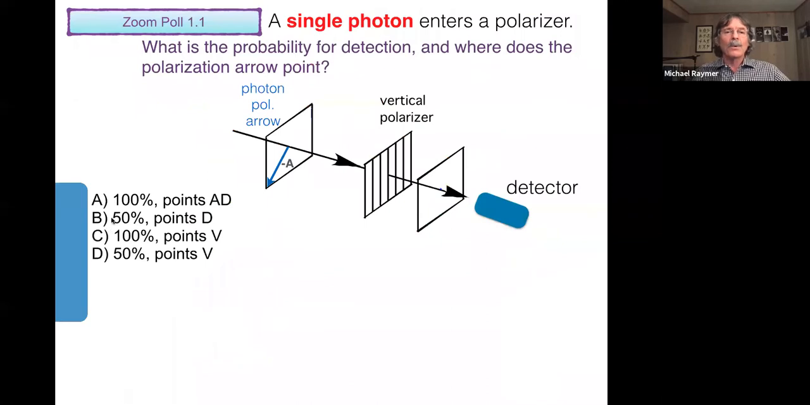Okay, so here is a Zoom poll. A single photon enters a polarizer. Here it is. It has a polarization of -A, and it goes to a vertical polarizer. And now I will load the poll. Here it is, launch poll number 1. Please answer this.